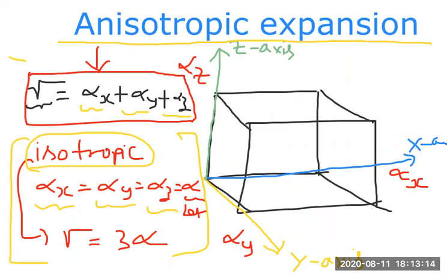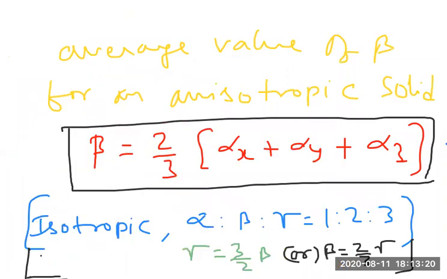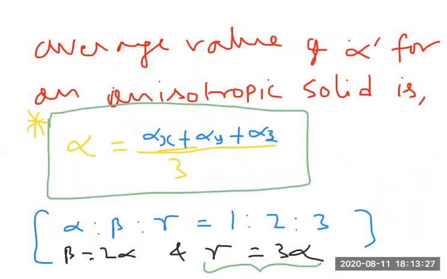So I hope now you are clear with anisotropic expansion. Mainly, the gamma value is alpha x plus alpha y plus alpha z, the beta value is 2 by 3 of alpha x plus alpha y plus alpha z, and finally the average value of alpha for an anisotropic solid is alpha x plus alpha y plus alpha z divided by 3. I hope you are clear with the anisotropic solids concept, and what phenomenon is happening inside.